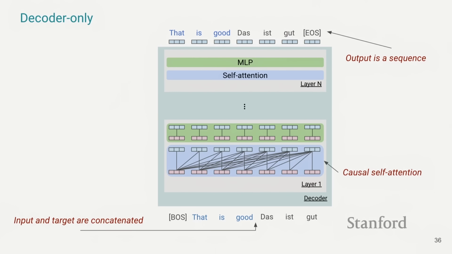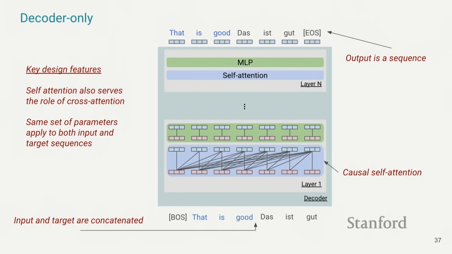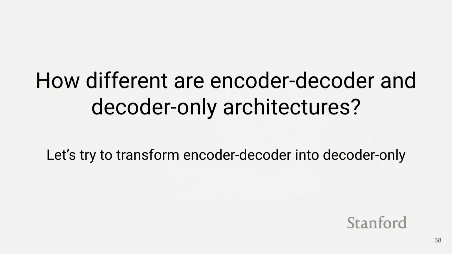And then as I mentioned, the output is a sequence. And then the key design features are self-attention is serving both roles. And we are, in some sense, sharing the parameters between input and target. So the same set of parameters are applied to both input and the target sequences. So this is the decoder only. Now we will go into the comparison.